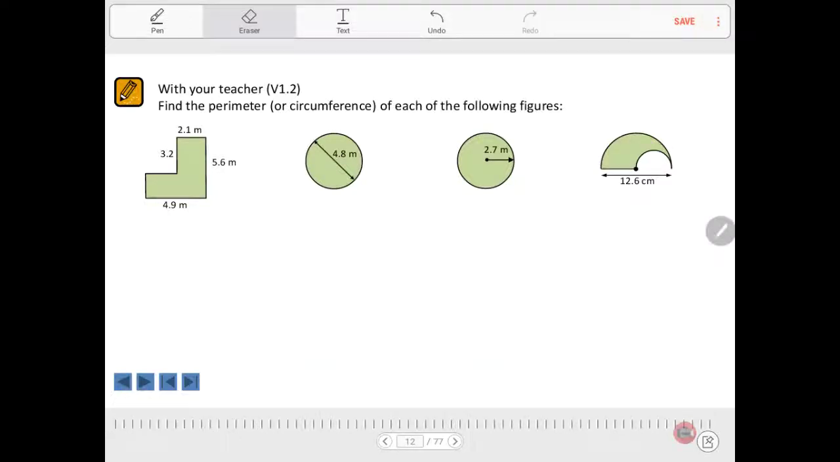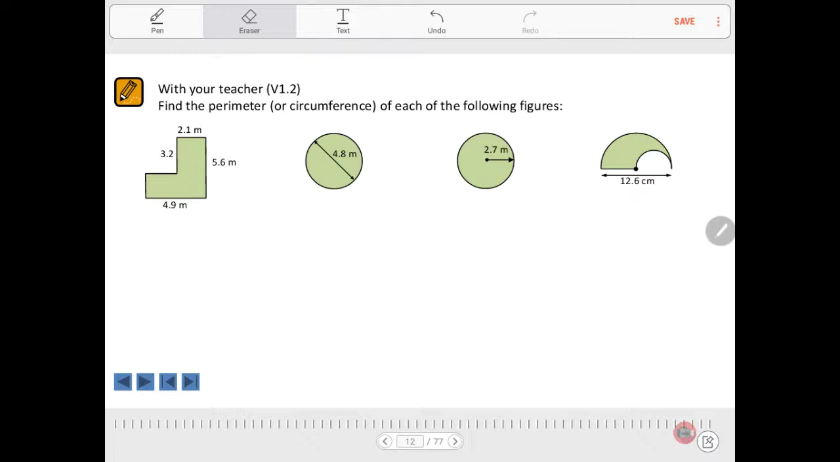G'day Hellier College students, and welcome to the first video for the Introductory project. This series of videos is designed to help you practice some of the skills you'll need in measurement for the Introductory project. So let's get started. The first video is on perimeter and circumference, and we're going to have a go at these examples.